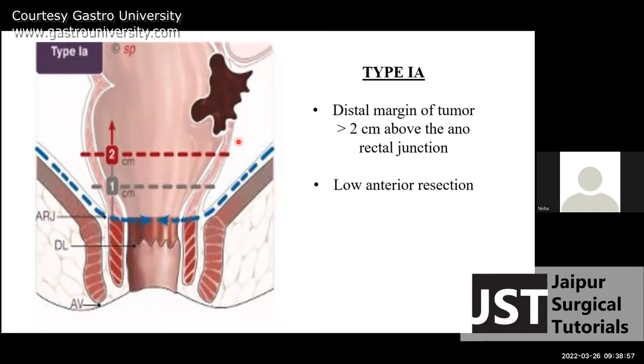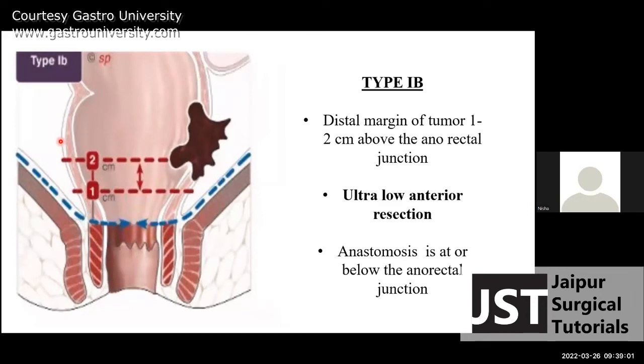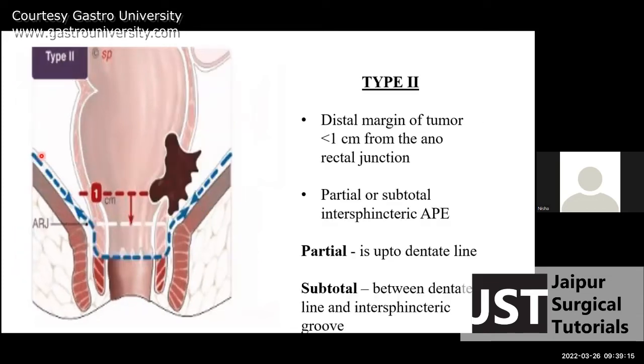So here we can get away by doing a low anterior resection. While 1B is where the distal margin of the tumor is within 1 to 2 centimeter from the anorectal junction. And in these individuals, we will do a low anterior resection, and the anastomosis is at the anorectal junction. Now type 2 is when the distal margin of the tumor is within 1 centimeter from the anorectal junction.